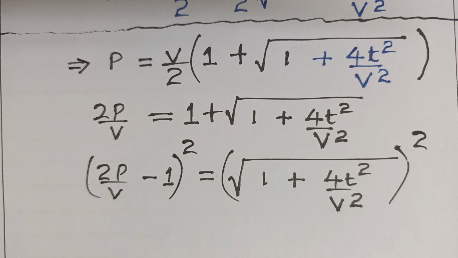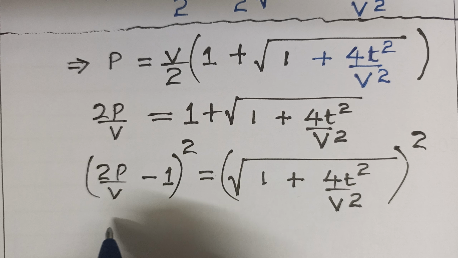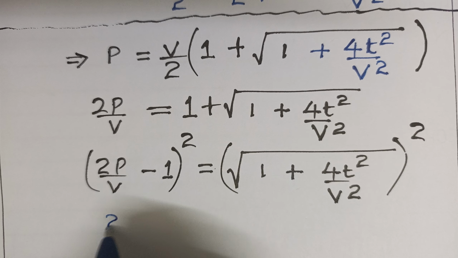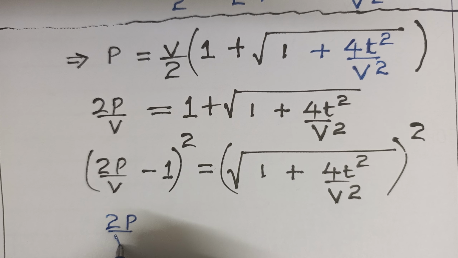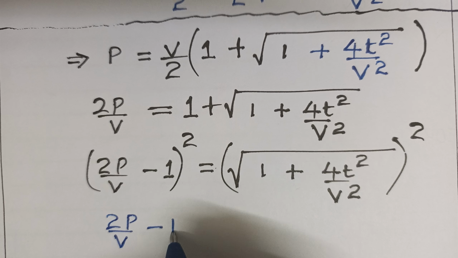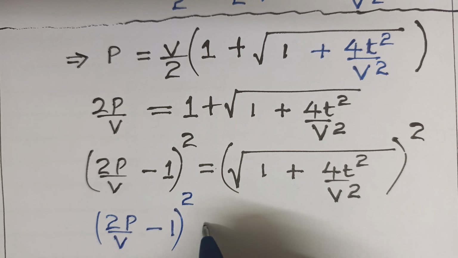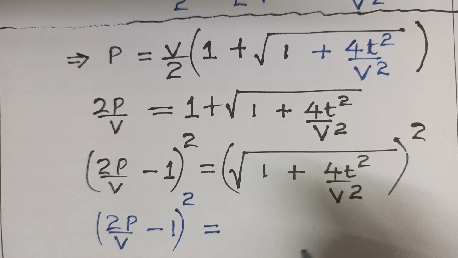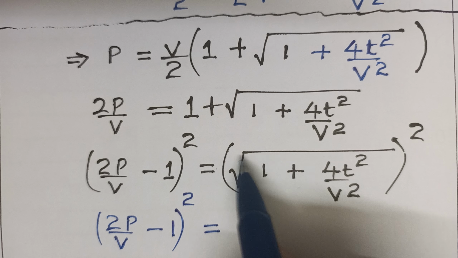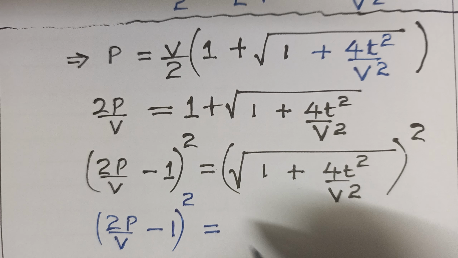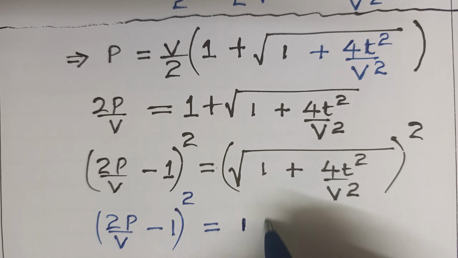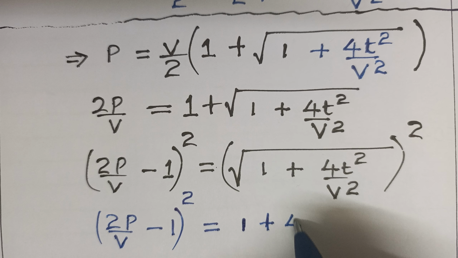With that, for us to remove the square root, I can square this side and also square this side. So when I do that, we shall have 2p all over v minus 1 like that, and now this is squared. And this other one, we shall cancel out the square root because we are squaring.